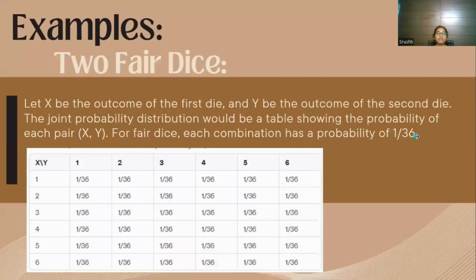Now let's learn examples. Two fair dice. Let X be the outcome of the first die and Y be the outcome of the second die. The joint probability distribution would be a table showing the probability of each pair x, y. For fair dice, each combination has a probability of 1 by 36. That is, the probability that 1 and 1 will come on both the dice is 1 by 36, and so on.